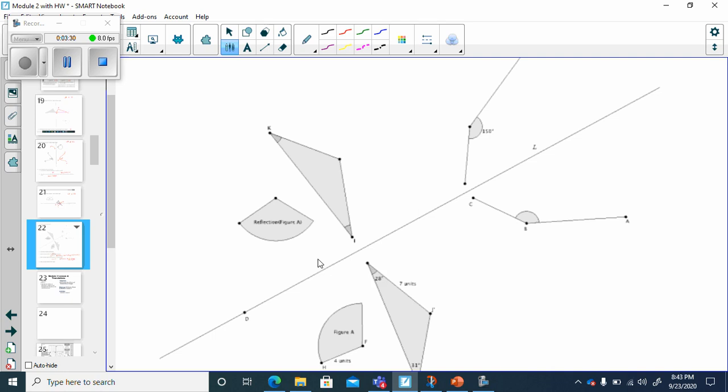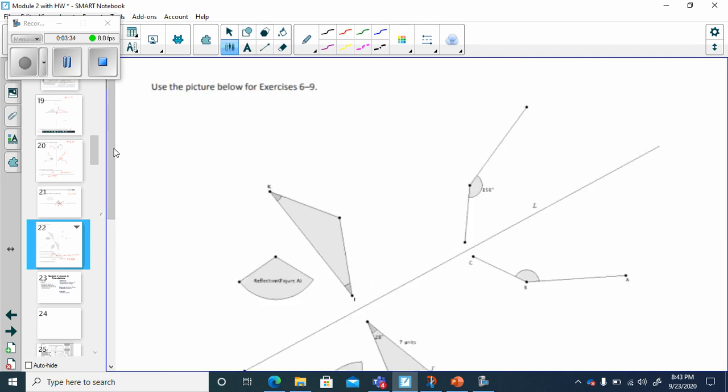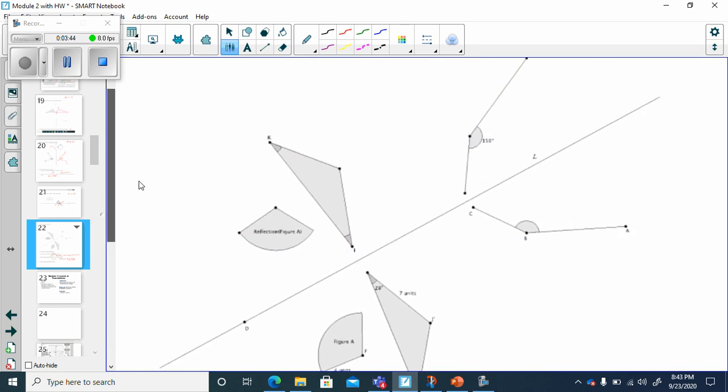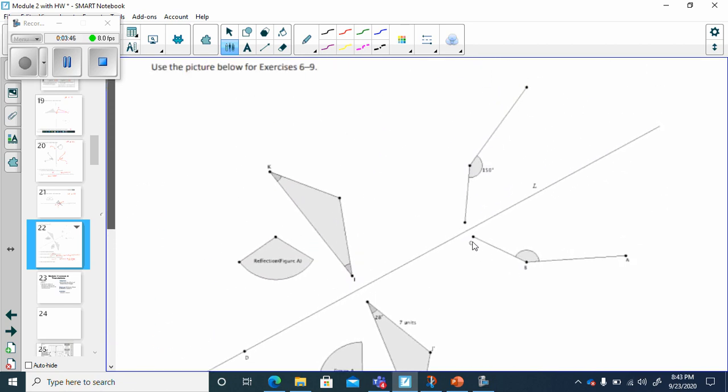And here's your line of reflection. This is on page 34 in your workbook. Now, I'm just taking out pieces of it. What's the measure of the reflection of angle ABC, or actually angle ABC? What is the measure of this? If this were your reflection, what would I know about these two angles? Angles don't change in a reflection, so those two would both be 150.